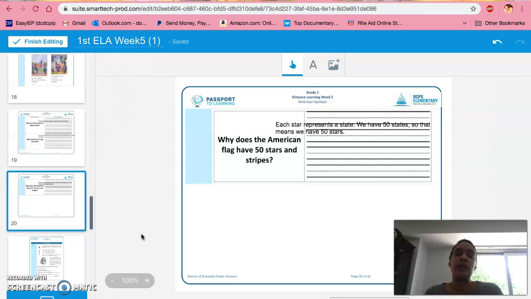Remember, I'm doing it in this format so that you can leave your information without having to worry about printing the information, or if you can't have access to the packets online. You can draw pictures if you want to. You can have somebody record you, mom and dad record the student saying the answers. You can leave me a voicemail. There's so many different ways that you can present the information without having to worry about printing it.